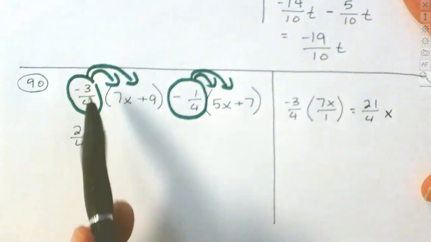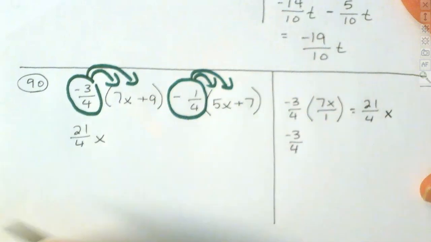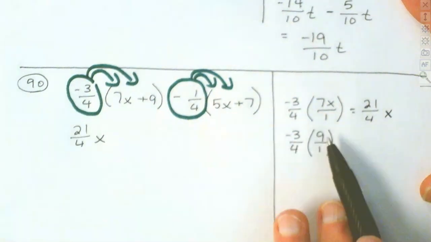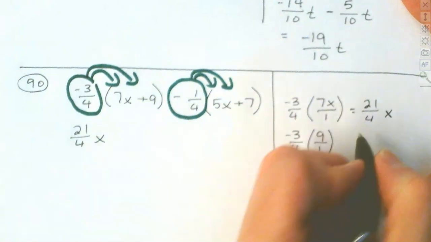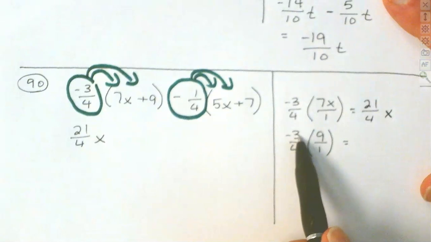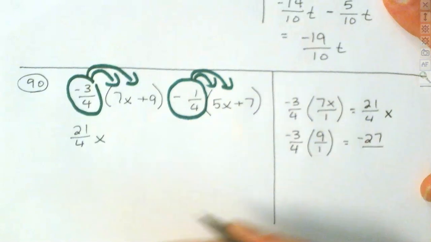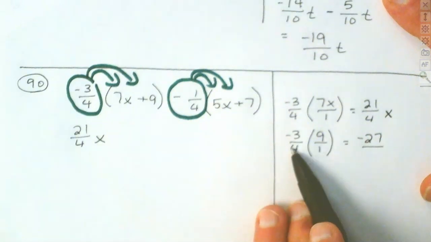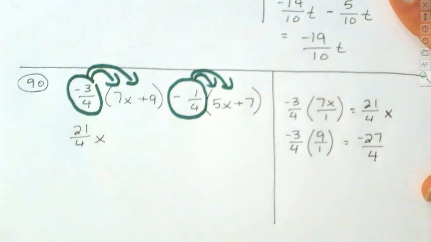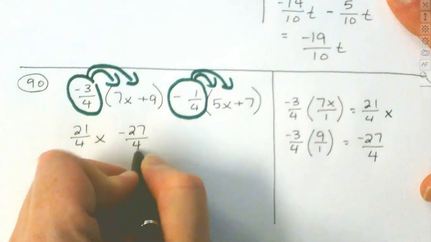What about the next piece here? That's 3/4, and we're going to multiply it by a 9 over 1. Nothing cancels, so that means we just multiply across. Negative 3 times a positive 9, that makes it a minus 27 in the numerator in the top half. 4 times 1, that is a 4. So that is now a minus 27 over 4 there.